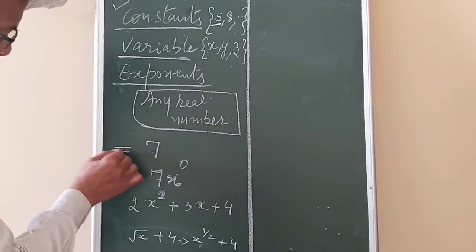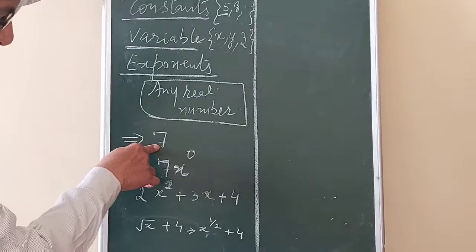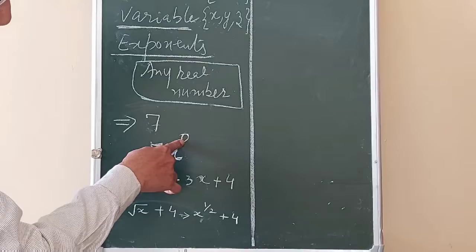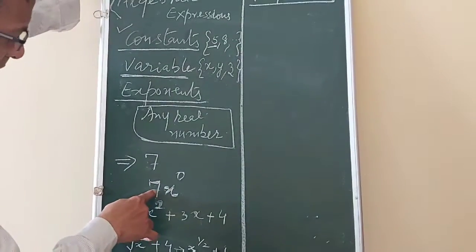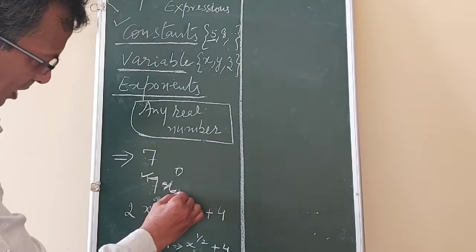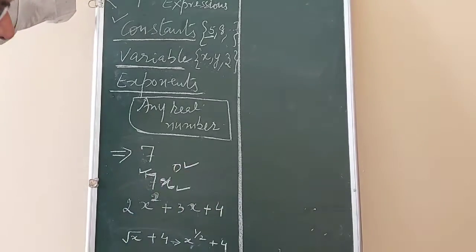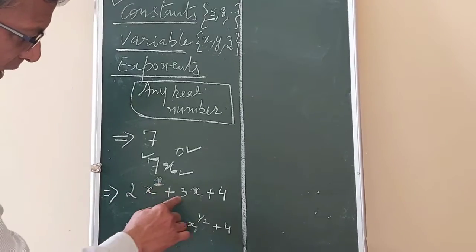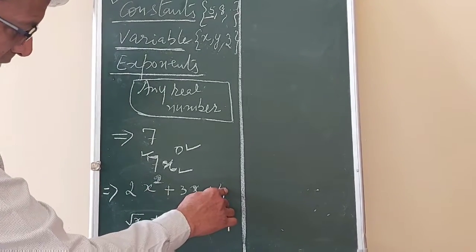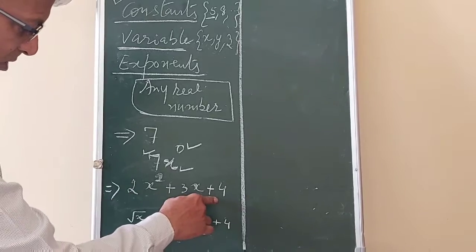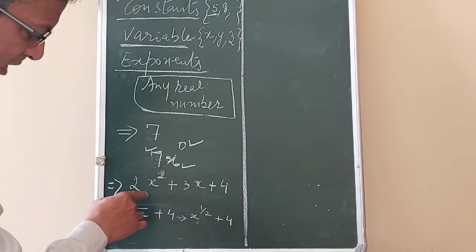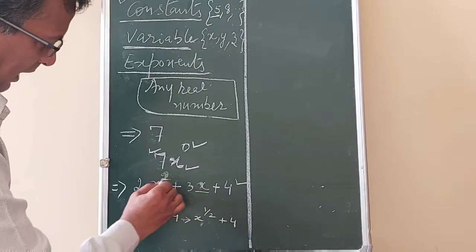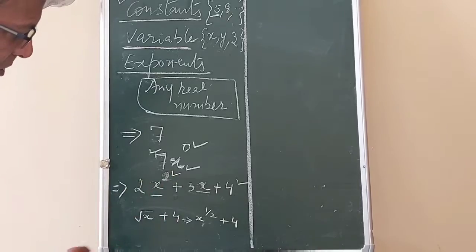Say I have taken this 7. Is it an algebraic expression? Yes, it is an algebraic expression. See, 7x raised to the power 0. I have used here constant, variable and exponent. Another example, say 2x square plus 3x plus 4. Is it an algebraic expression? Yes, it is an algebraic expression because I have used here constant, variable and exponent. Here the exponent is 2.